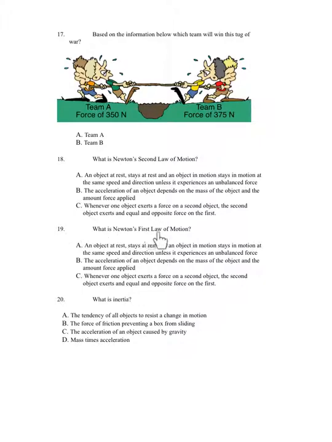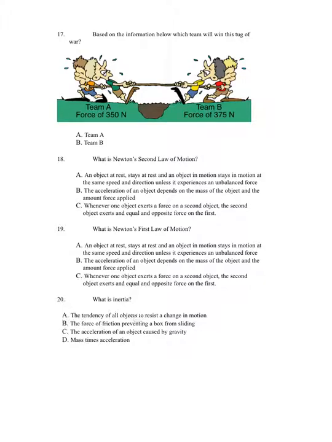Number 19. What is Newton's first law of motion? A. An object at rest stays at rest, and an object in motion stays in motion at the same speed and direction unless it experiences an unbalanced force. B. The acceleration of an object depends on the mass of the object and the amount of force applied. C. Whenever an object exerts a force on a second object, the second object exerts an equal and opposite force on the first.